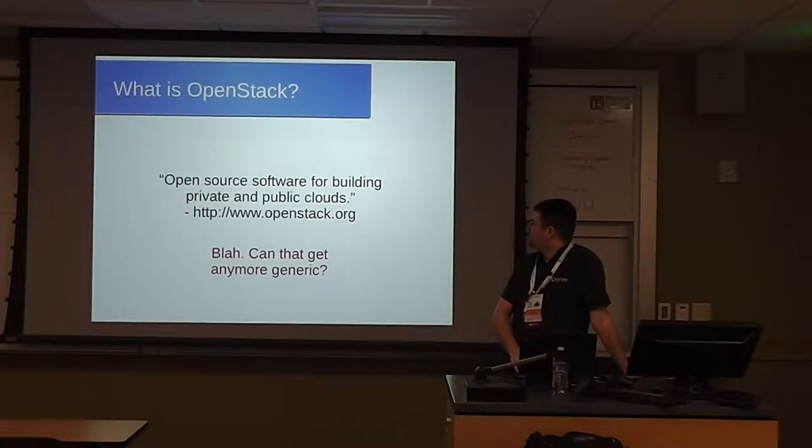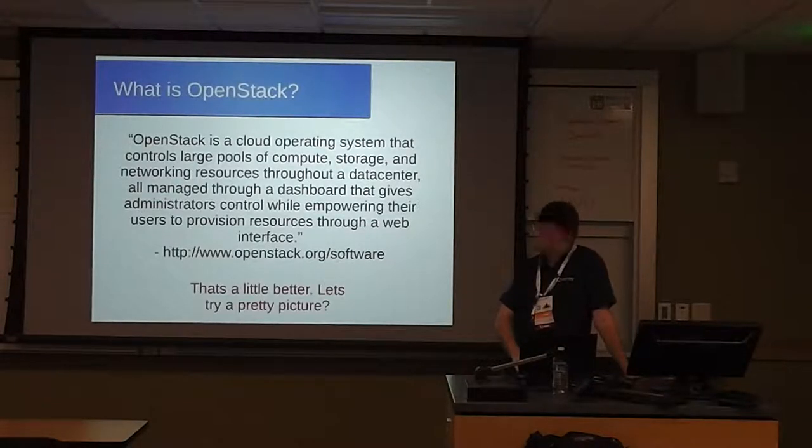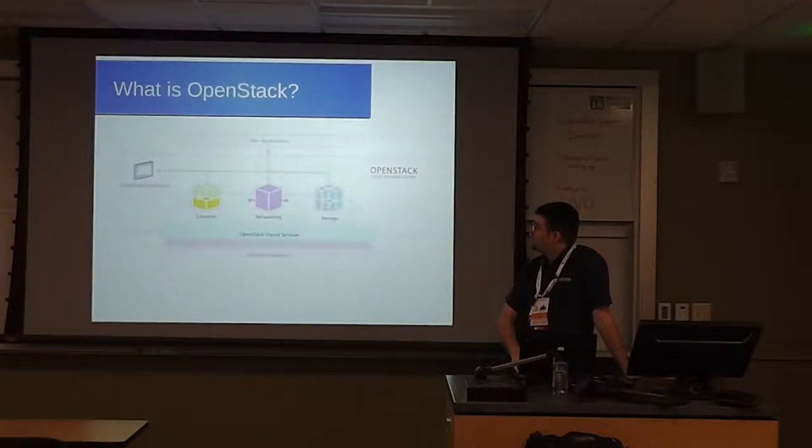But that's a pretty generic description. Here's one that's farther in the page. OpenStack is a cloud operating system that controls large pools of compute, storage, and networking resources throughout the data center, all managed through a dashboard that gives administrators control while empowering their users to provision resources through a web interface. Okay. What the crap is that supposed to mean? That's a little better at describing what OpenStack is. Let's try a picture this time. Maybe it'll help a little bit.